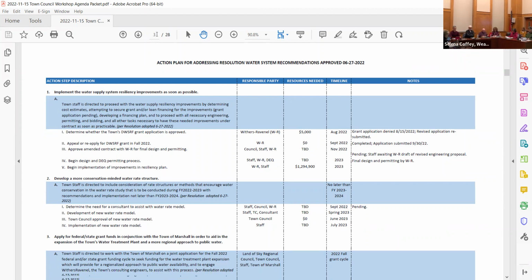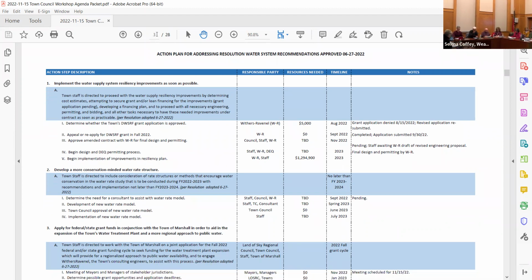Beginning on page 3, you have the action plan that is based on the resolution that you approved back at the end of June, June 27th to be exact. So I'm going to go through these very quickly. Actually, I'll stop and refer to the mayor at number 3, just to give everyone who's with us tonight physically as well as remotely the opportunity to hear where we are.